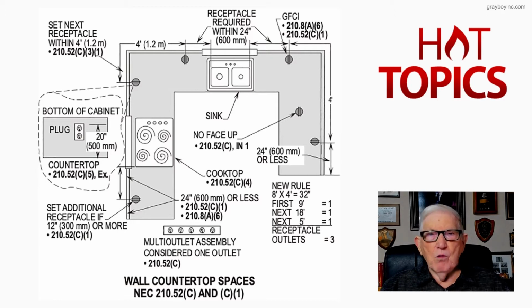Now, when we deal with dwelling units, 210.8A is always dwelling units. 210.8B is these receptacles required to be GFCI protected in commercial and industrial type locations other than dwelling units. And so that's what our figure here, figure 10-13, is illustrating. Wall countertop spaces in accordance with NEC 210.52C and C1, and that's what this figure is illustrating to the user of the NEC.